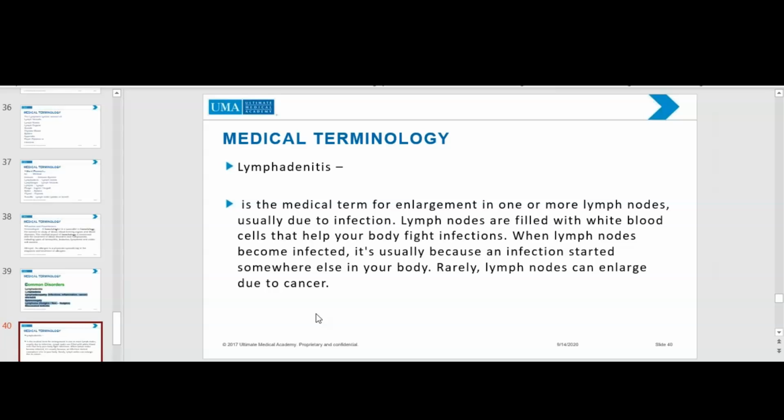It's a medical term used for enlargement of one or more of the lymph nodes, and it's usually due to infection. Lymph nodes are filled with white blood cells that help your body fight infections. When lymph nodes become infected, it's usually because an infection started somewhere else in the body. Rarely, lymph nodes can enlarge due to cancer.